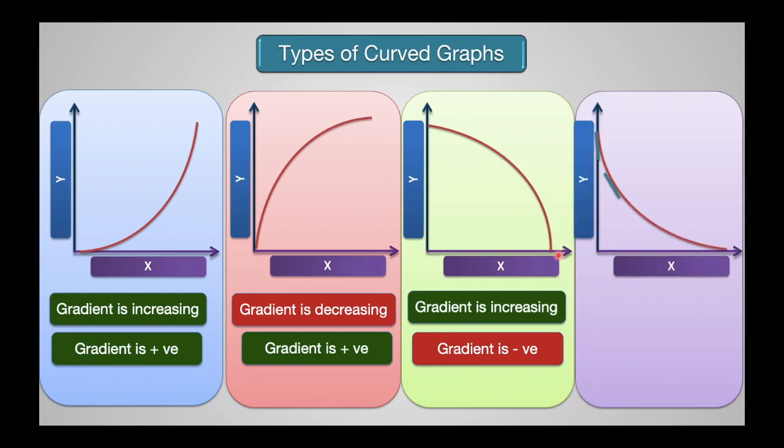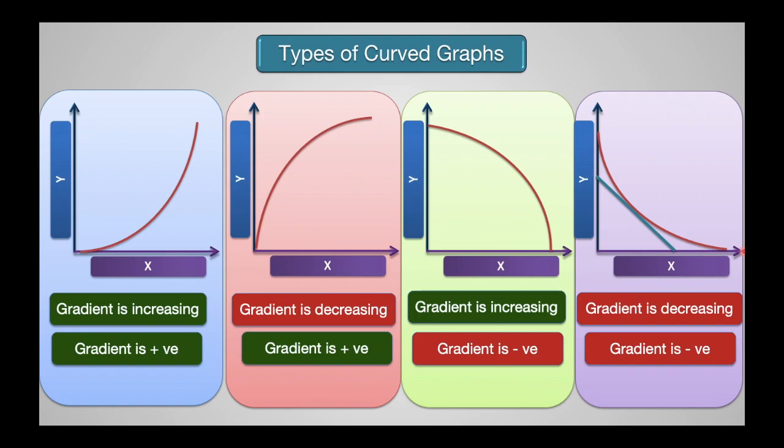Let's draw the tangent. It starts from a vertical line and goes to a horizontal line at the end. So this is a very high gradient going to a zero gradient, which means the gradient is decreasing. And checking positive or negative, what you can see is the incline shows the gradient is negative.